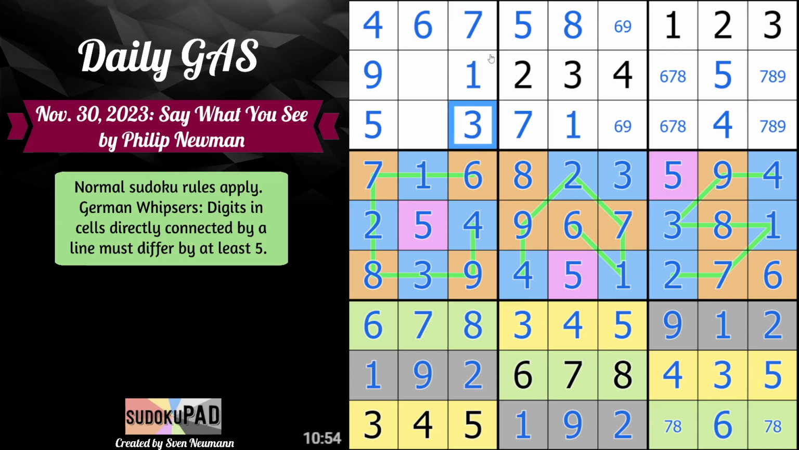Then from the box here, we do need to place 2. We need to place 8. And then 8 gets pulled out of here, and so does 9. So this becomes 7, this becomes 6. 6 and 7 makes this 8, this 9. 9 makes this 6, and this 9.